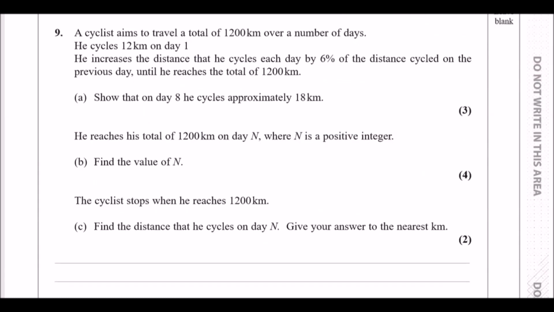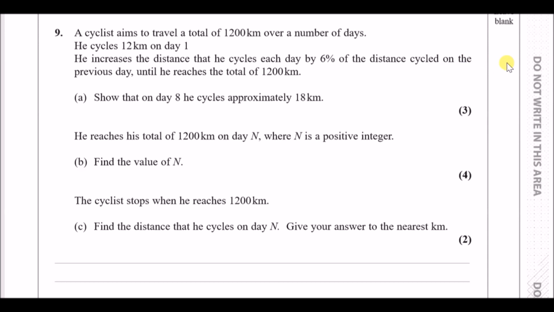Okay, number 9. A cyclist aims to travel a total of 1200 kilometers over a number of days. We know that he cycles 12 kilometers on the first day. He then increases the distance that he cycles each day by 6% of the distance cycled on the previous day until he gets to 1200 kilometers.